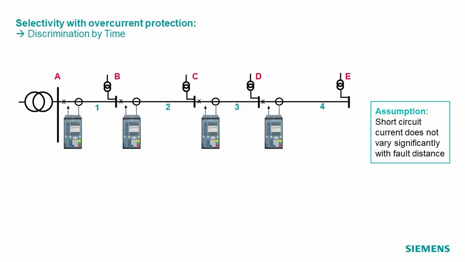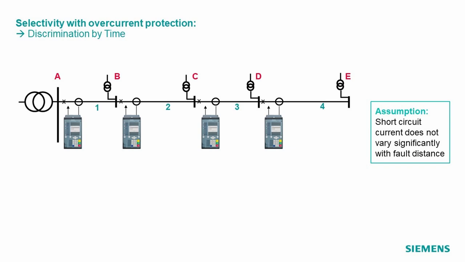You see on the left side the in-feed. That means all short circuit current comes from the left side. And then you see several lines or cables. And at the beginning of every line or cable, we have a circuit breaker with a protection relay.